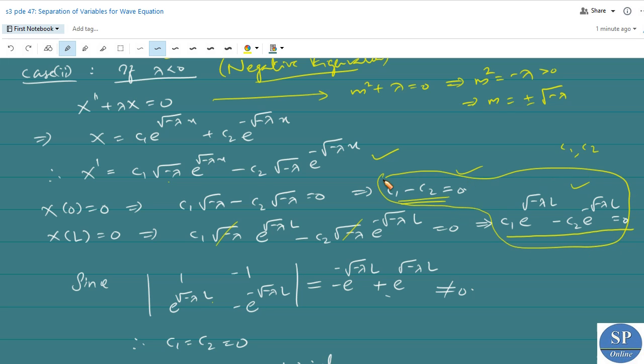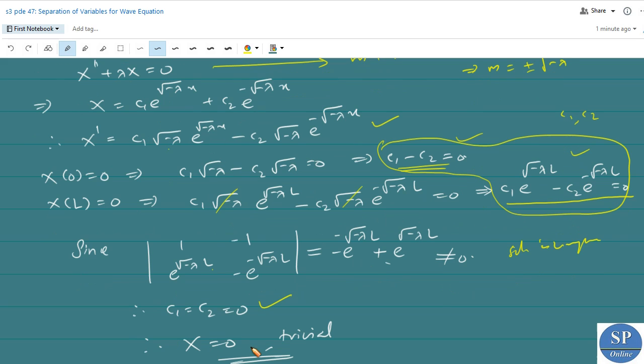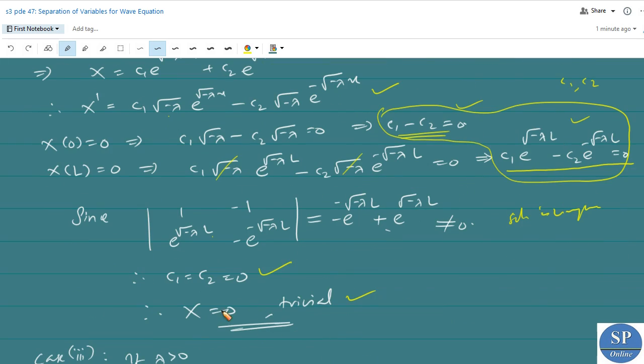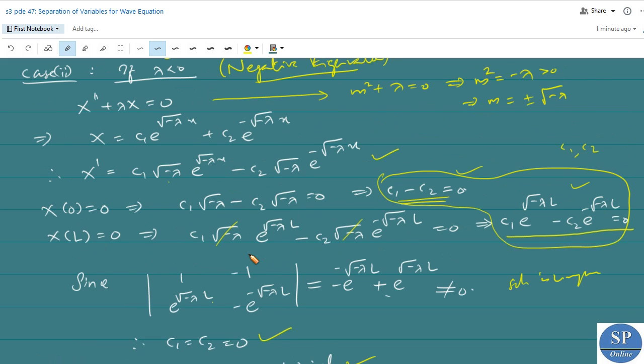This system of two equations will have a unique solution since the determinant is not equal to 0. So we have c1 equal to c2 equal to 0. The solution is unique, which is c1 equal to 0 and c2 equal to 0. So that means from this, x is equal to 0. So the solution is trivial when we consider lambda as negative. If lambda is a negative number, then it will not be an eigenvalue, because we obtained the trivial solution. So lambda less than 0, any negative number, is not an eigenvalue.